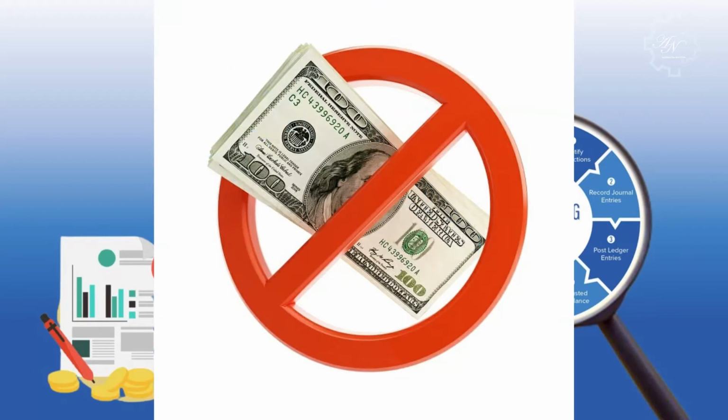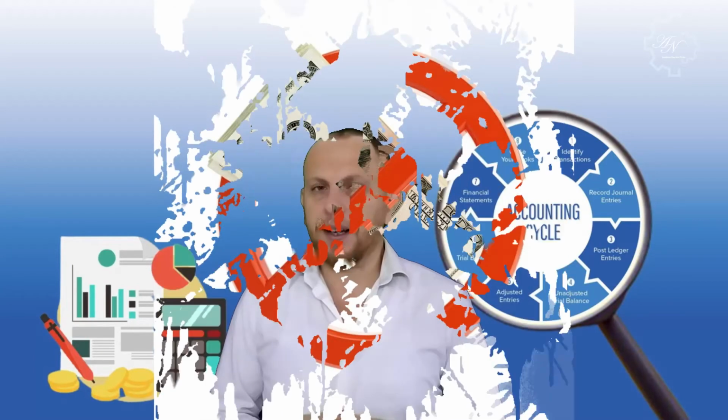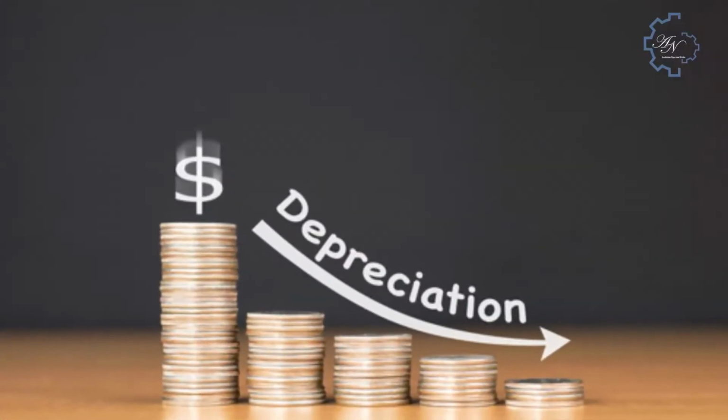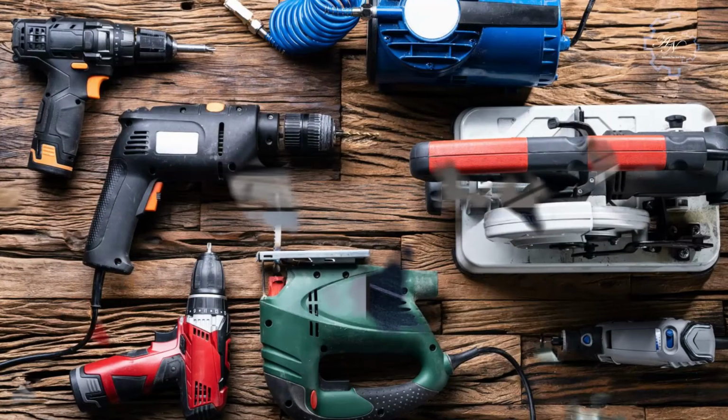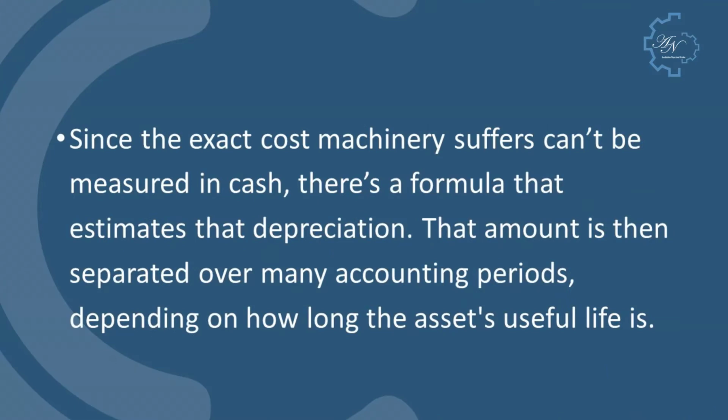Lastly, we have estimates. Estimates are made for non-cash items when you can't identify the exact value of them. A typical estimate of a business is the depreciation expense. This expense is made for long-term assets like vehicles or equipment. Since the exact cost machinery suffers can't be measured in cash, there's a formula that estimates that depreciation. The amount is then separated over many accounting periods, depending on how long the asset's useful life is.